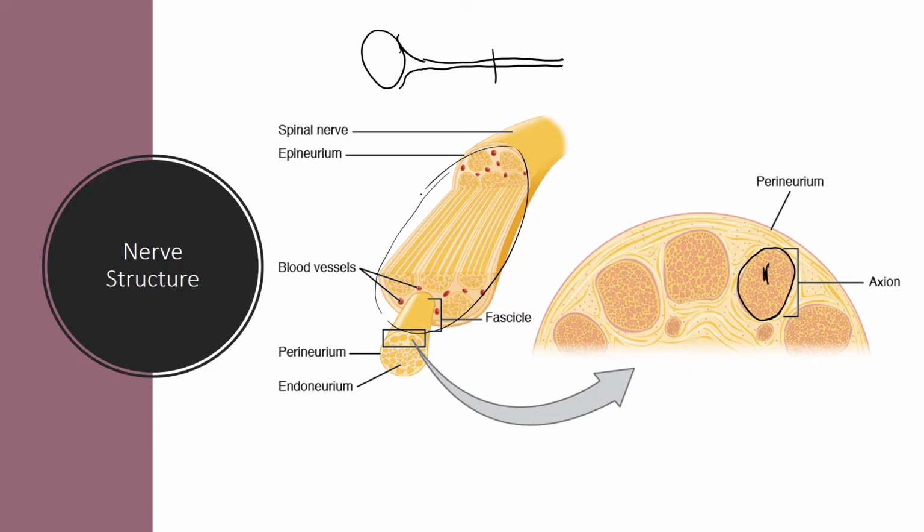So remember, a neuron is a single cell. A nerve is a collection of axons. Sometimes people get those mixed up, so just be aware that they are not interchangeable terms.